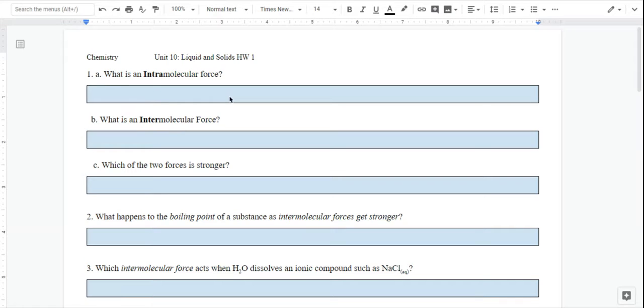Hello, sophomore chemistry. Today I want to review homework number 1 over the different types of intermolecular forces. Tomorrow I will post videos for homework numbers 2 and 3 in preparation for the upcoming quiz, which will be on Monday, the second quiz. And then on Tuesday we'll review those quizzes, and then a week from today we will take our Unit 10 exam. At least that's the plan.